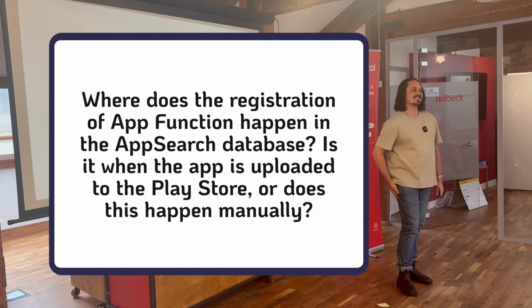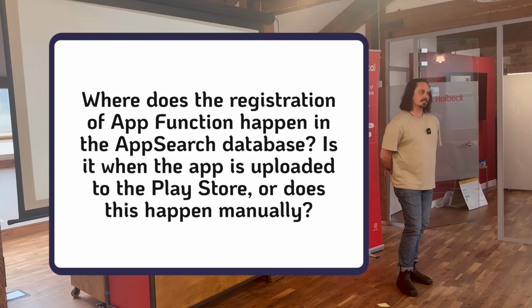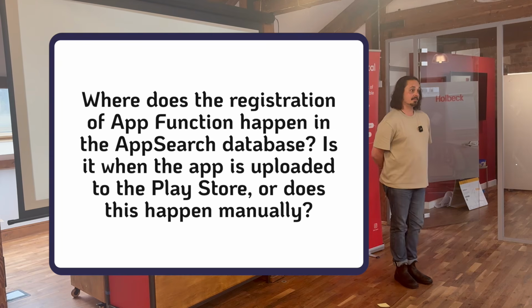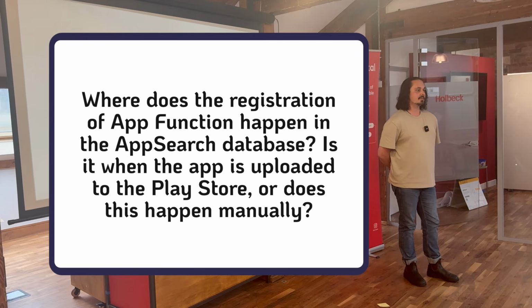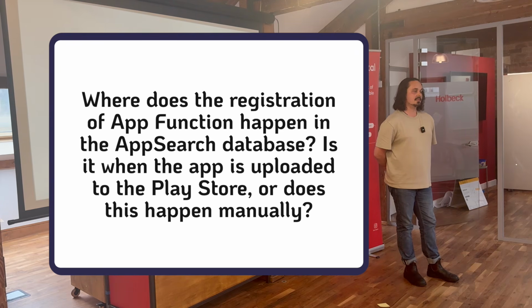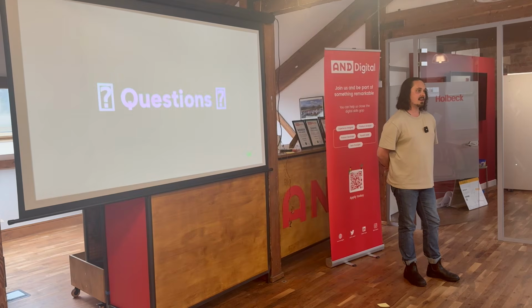I'm just intrigued in the part of the process which happens between when you talk to, say, HTML, for example, and then it goes and finds the relevant app function. You mentioned app search, which has this index of these app functions. Where does that registration of app functions happen? Is that when you upload the app to Play Store and it automatically does it, or do you manually manage it yourself? It happens at install time.